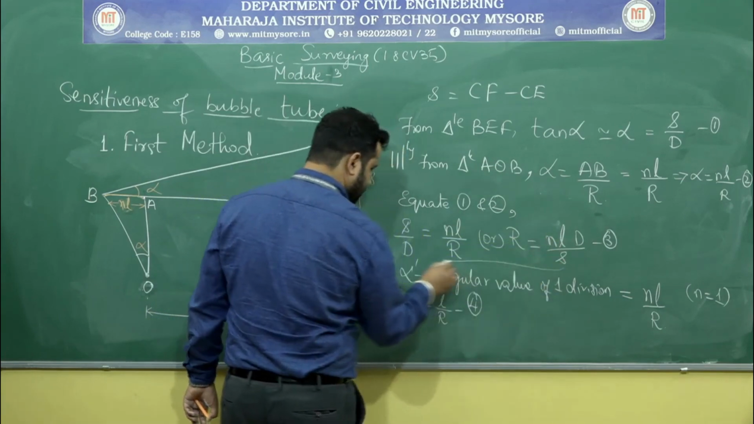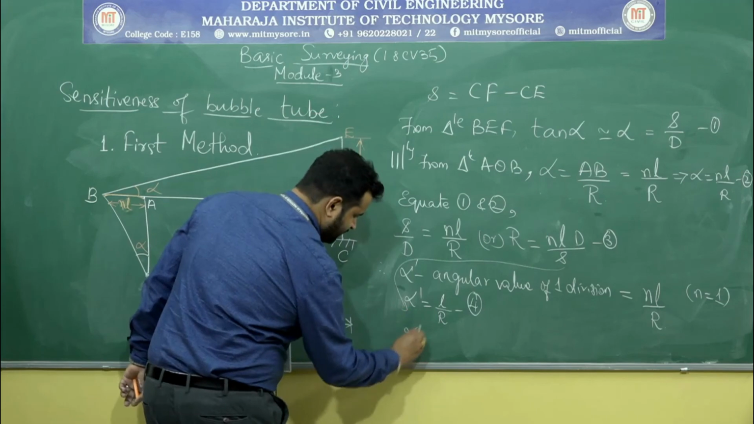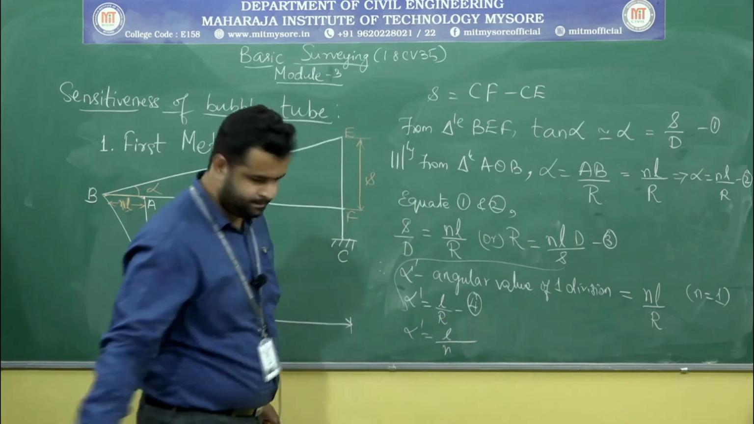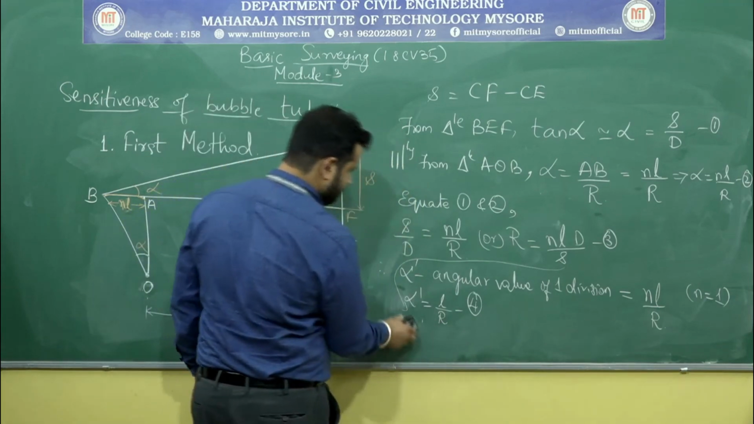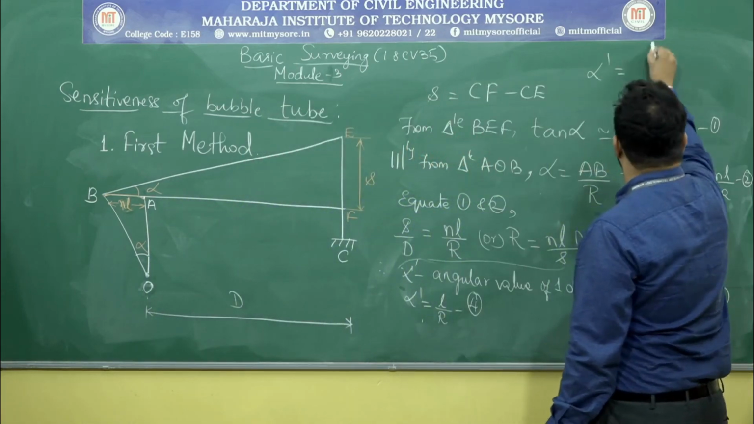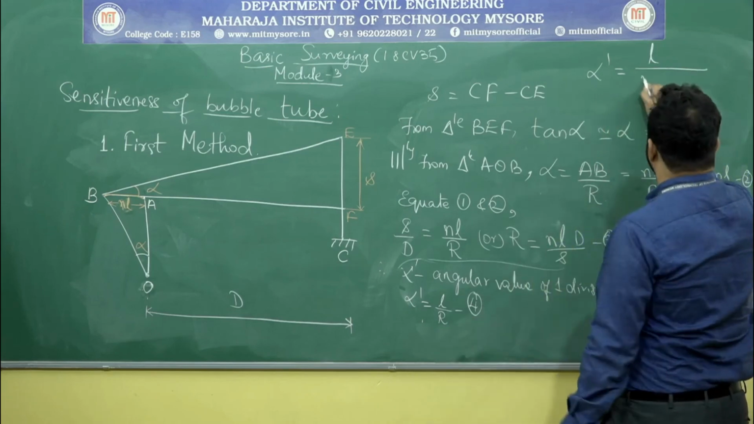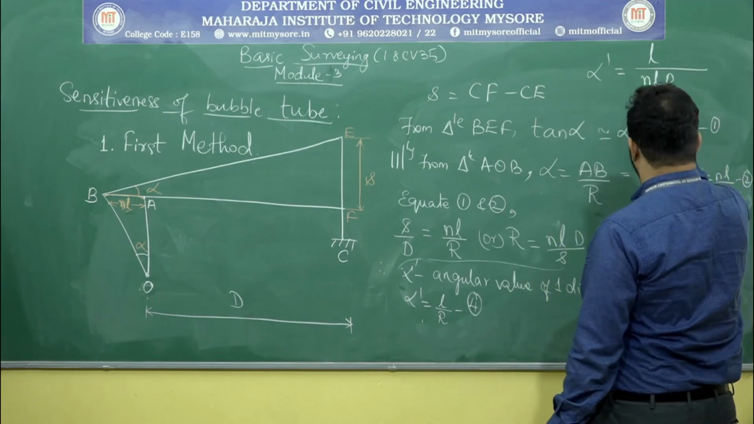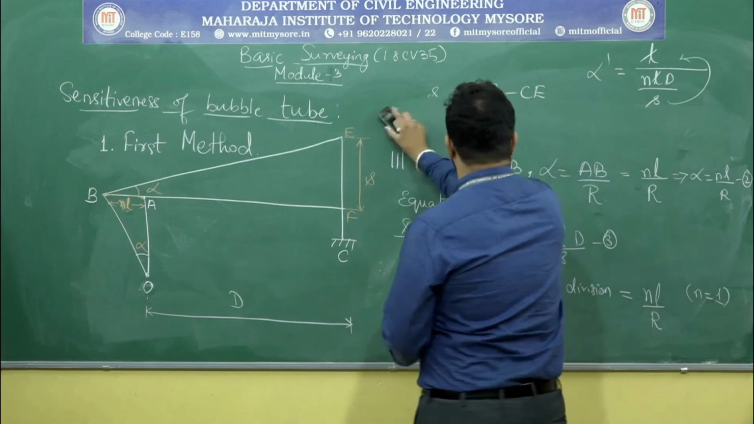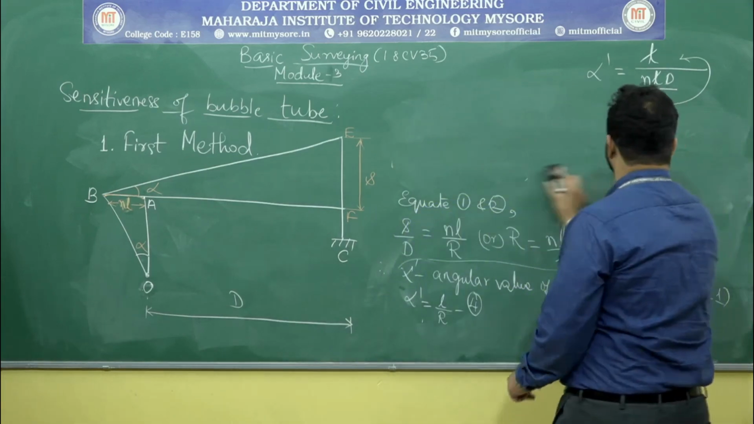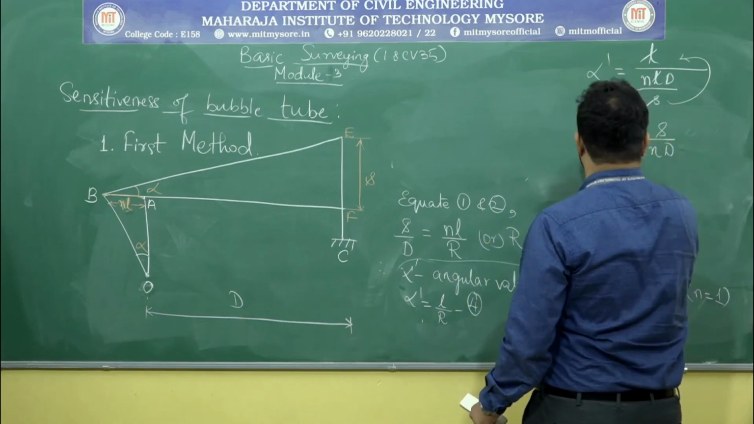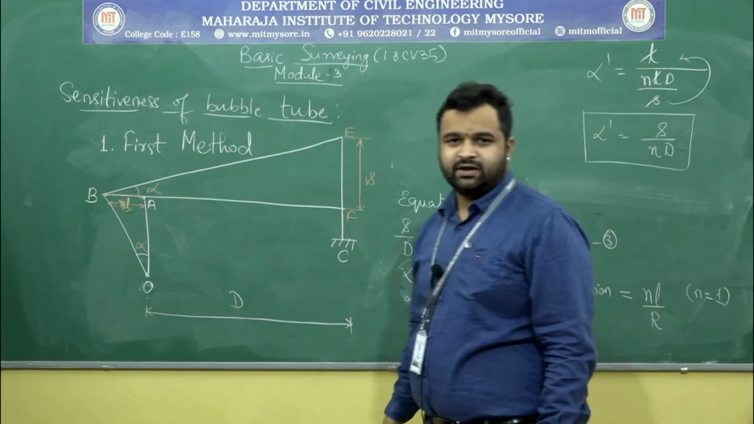So from 3, we will get alpha dash is equal to L divided by, what is the value of R? NLD divided by S. L and L cancel, this S goes this side. So alpha dash is equal to S by ND. This is how you determine sensitivity of bubble tube.